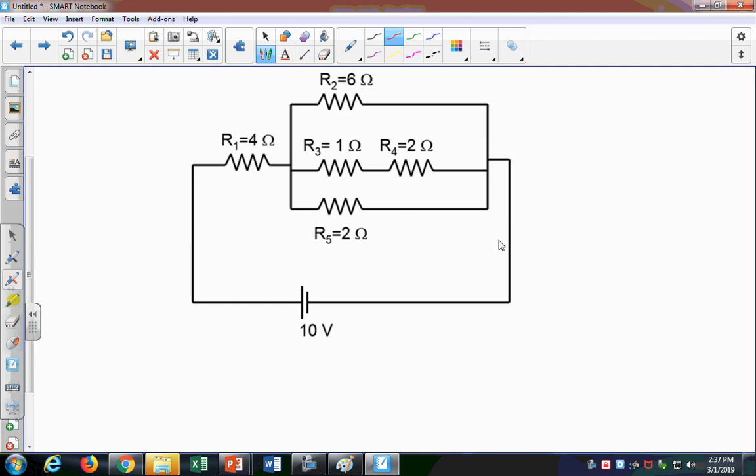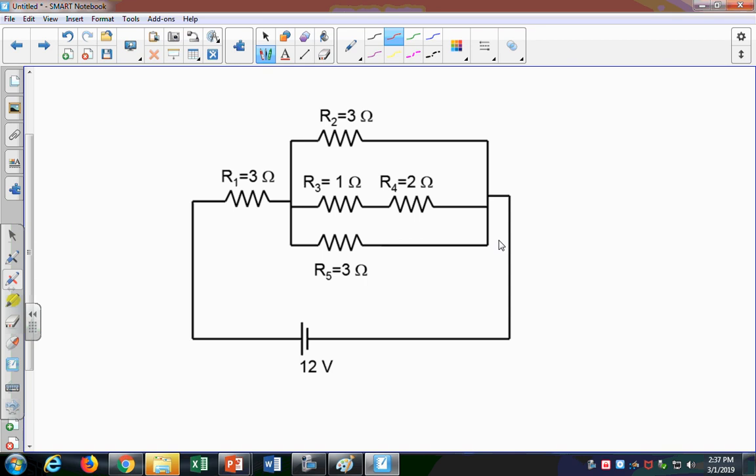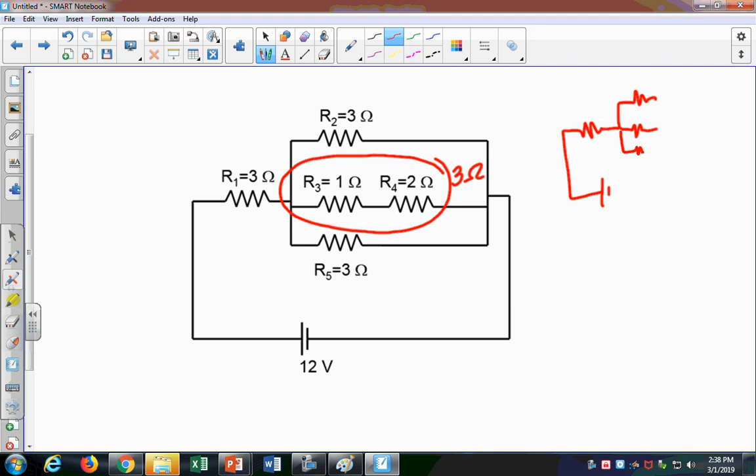We've done one very similar to this. Oh, let's do this one. This one's a little bit different. All right. So the first thing you want to do is R3 and R4. Those are 3 ohms, right? 1 plus 2 is 3 ohms. I'm going to redraw each step here. So I have 12 volts. There's my 3 ohm, 3, 3, and 3. It's 12 volts.